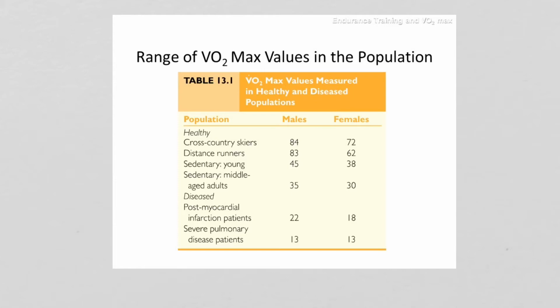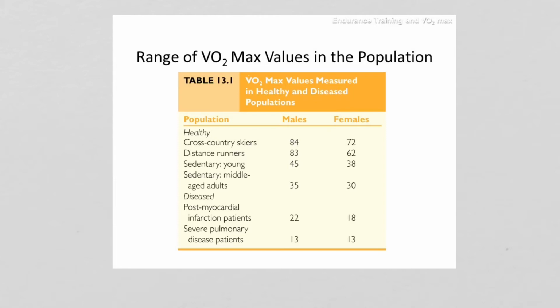Females, 62 for distance runners is probably a little low. That would not be quite world-class, but at least in the low 70s, if not upper 70s for females. Sedentary young people, 45 for males, 38 females, and then as we age, it'll get a little bit less, mostly because we become more sedentary, and so maybe near the low 30s.